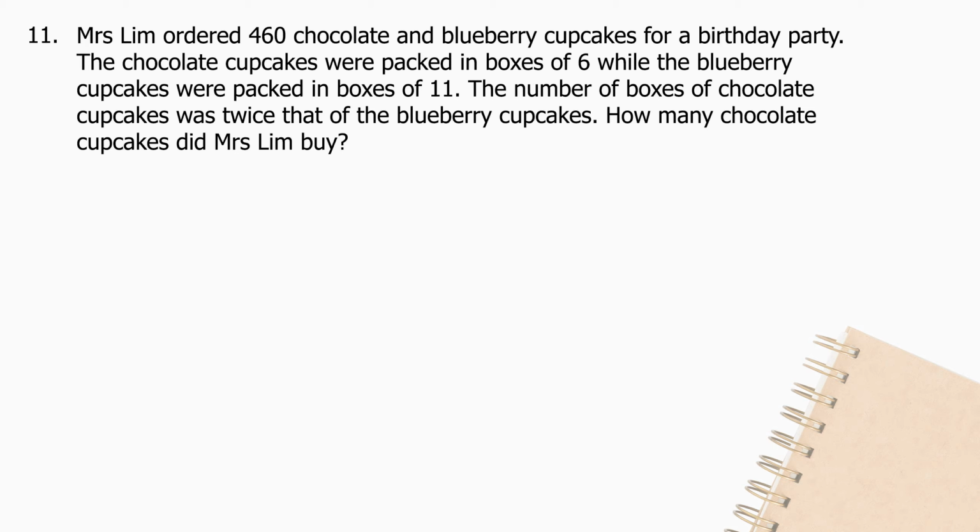Question 11. Mrs. Lim ordered 460 chocolate and blueberry cupcakes for a birthday party. The chocolate cupcakes were packed in boxes of 6, while the blueberry cupcakes were packed in boxes of 11. The number of boxes of chocolate cupcakes was twice that of the blueberry cupcakes. How many chocolate cupcakes did Mrs. Lim buy?